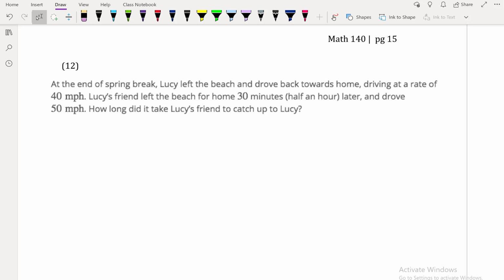Hello and welcome, Math 140 students. We're going to pick up on page 15. So we are going to continue our section in 4.3, which is our word problems with elimination.